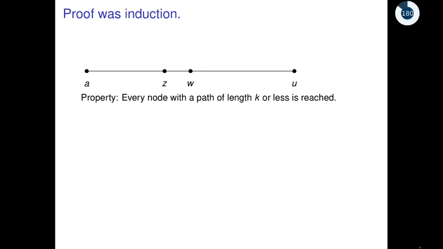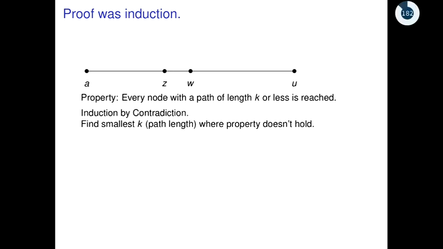Okay, so the point is that's an inductive proof. Does everybody see that's an inductive proof? So why is it an inductive proof? In 70 you do the smallest counterexample doesn't exist. That's induction. So that's what we did. And here's how we do it. We're going to find the smallest k, path length, where the property doesn't hold. So there's some length of paths from A to Z. It has some length. Let's say it's k.